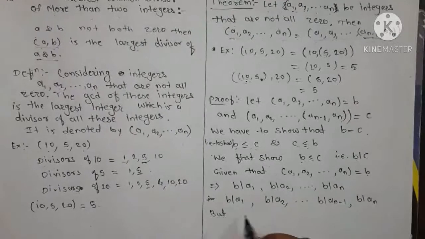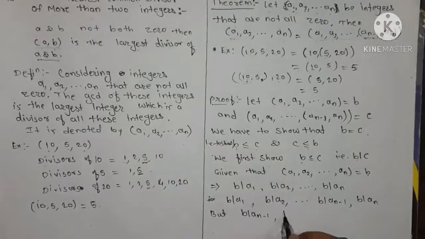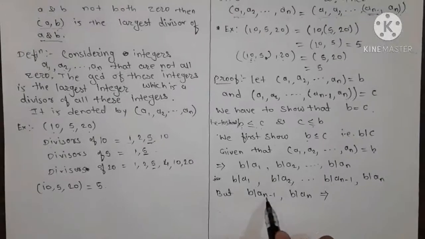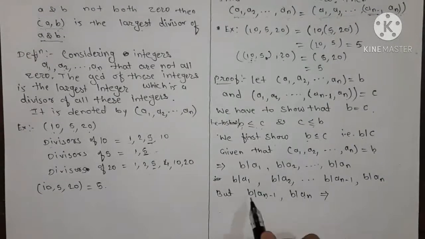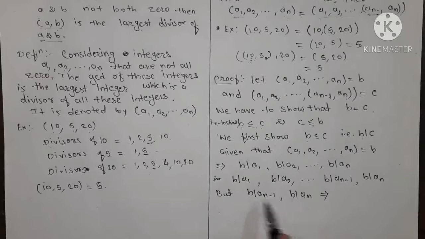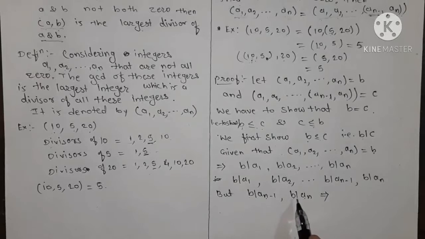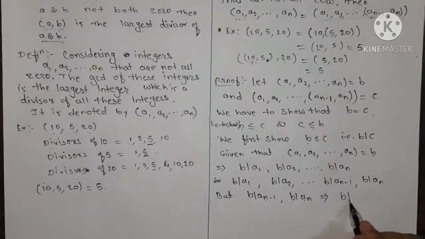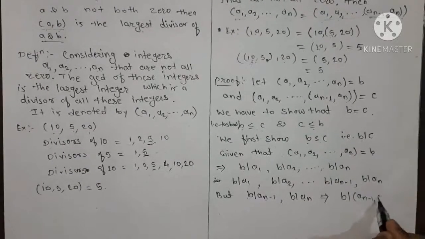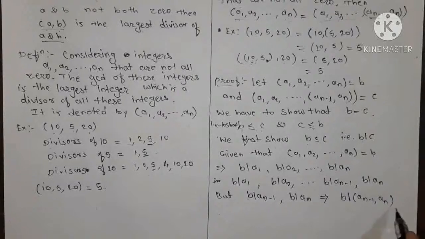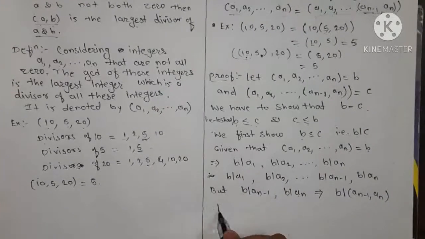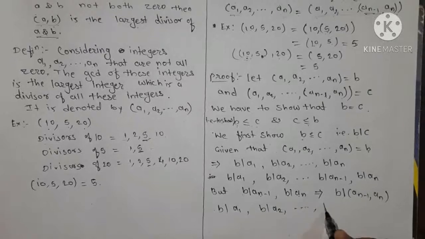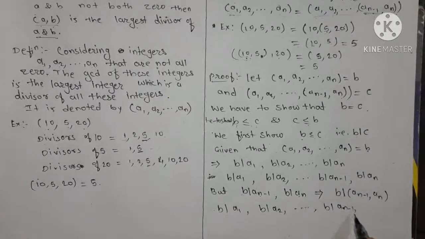Now since B divides AN minus 1 and AN, B is a common divisor, and a common divisor divides the GCD. So this implies B divides the GCD of AN minus 1, AN, right? So from this we have B divides A1, B divides A2 and so on, B divides GCD of AN minus 1, AN.